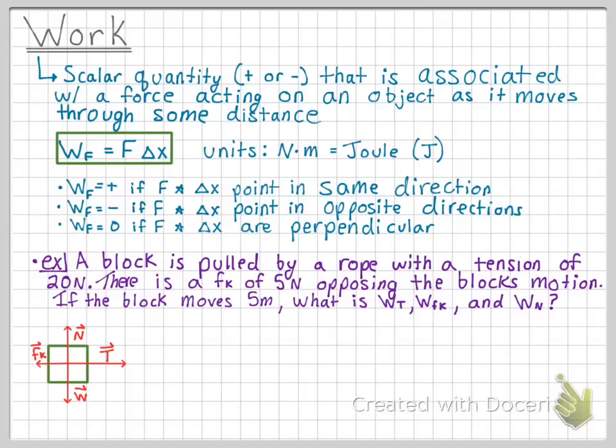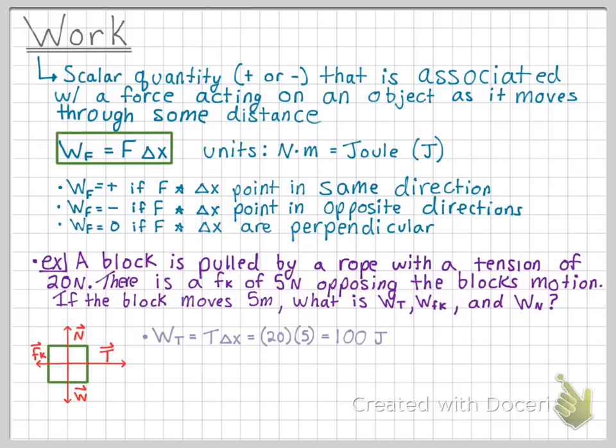We will first analyze the work done by the tension force. We know that the tension force is 20 newtons, and the displacement of the object was 5 meters. So when we place both of these values into the equation, we see that the work done by the tension force is 100 joules. And it makes sense that this is a positive value since the tension and the displacement of the object were pointing in the same direction.